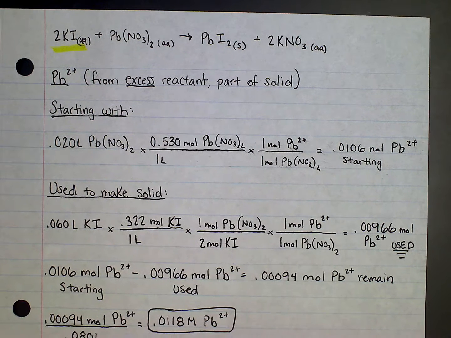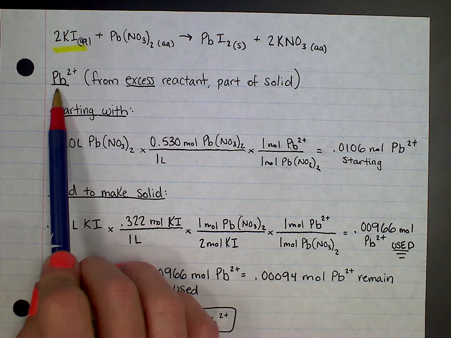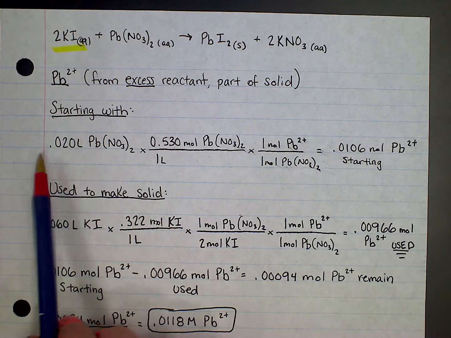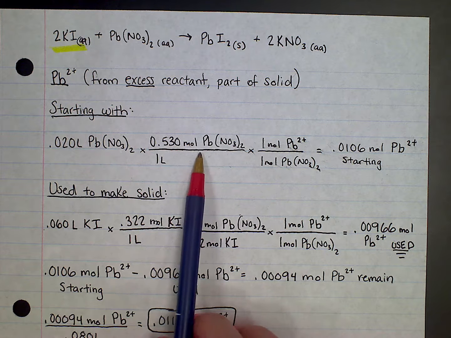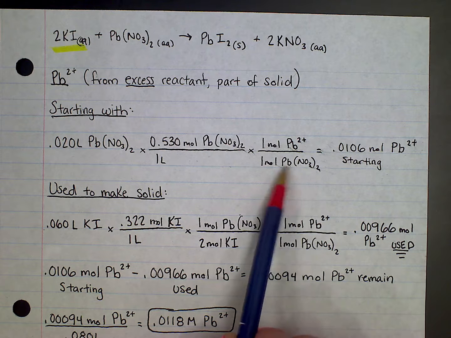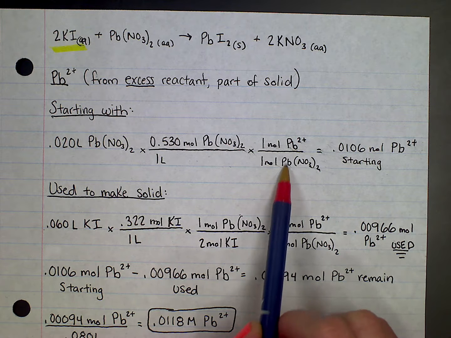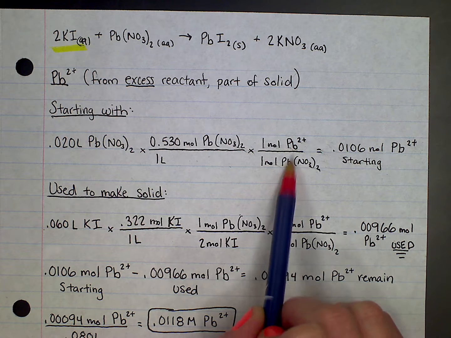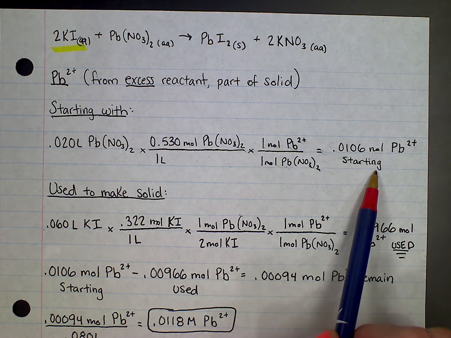So the first thing we have to do is figure out how much of the lead ion that we started with. Okay, so that's pretty simple. We start with the volume of the solution containing lead, multiply by its molarity, and then within this compound we have a 1 mole to 1 mole ratio, meaning like every mole of lead nitrate we have 1 mole of lead ion. Okay, so it's 1 to 1, and that tells us how many moles of lead we're starting with.